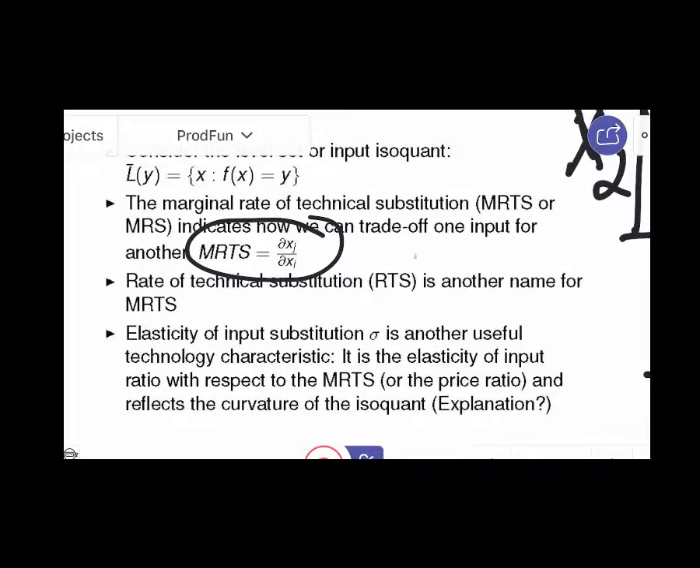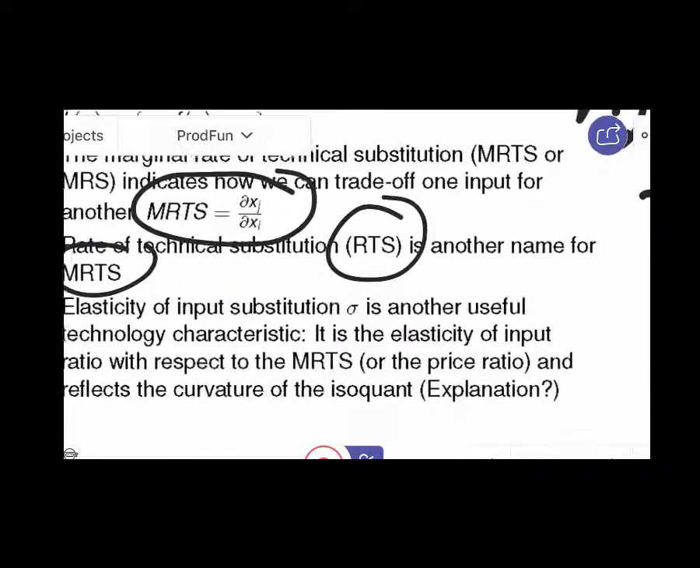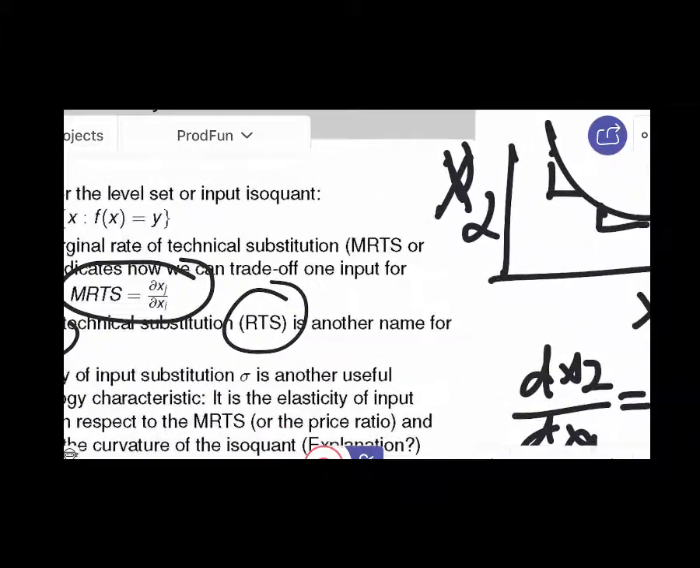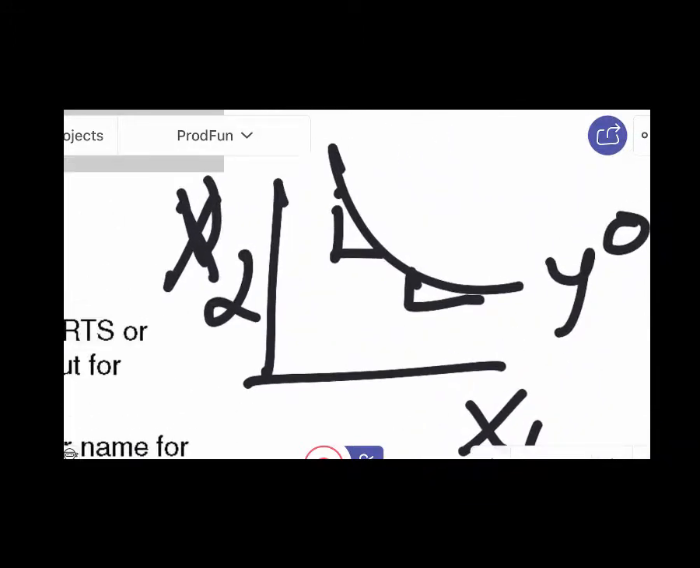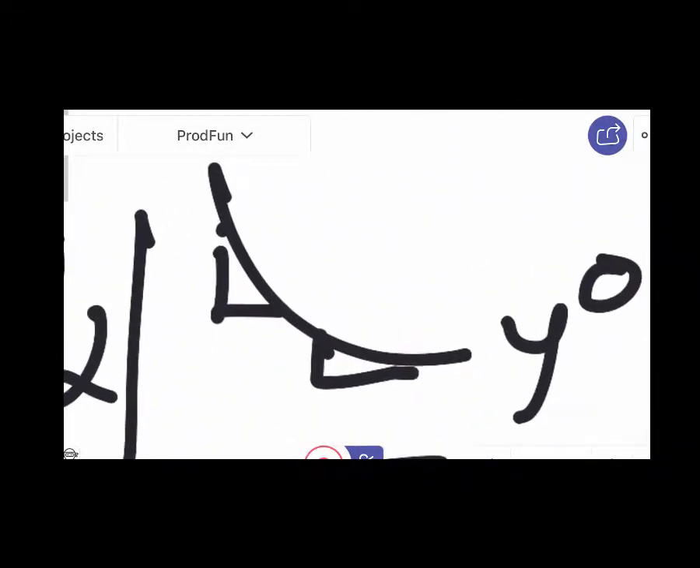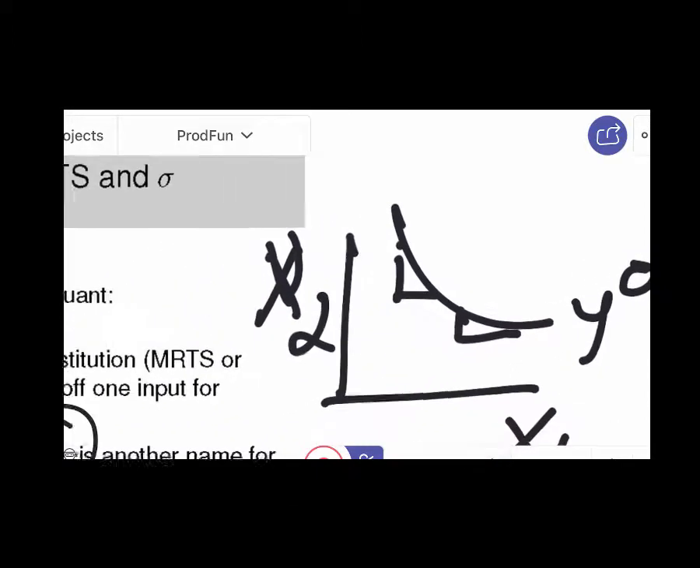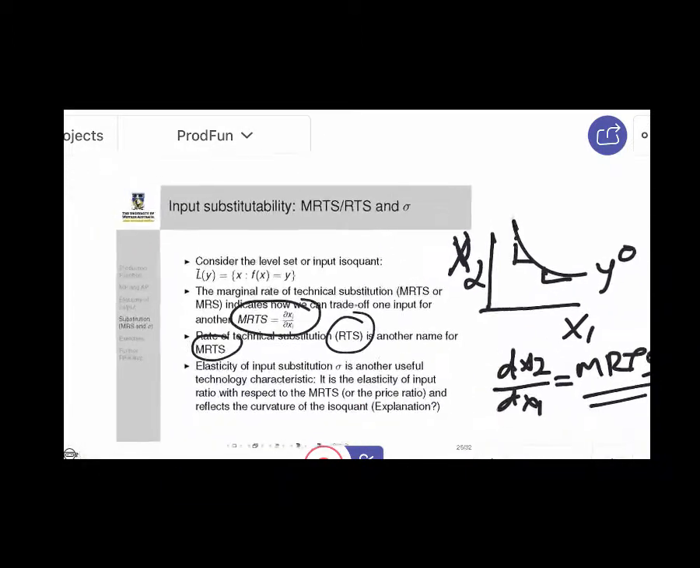It's also known as rate of technical substitution, marginal rate of technical substitution. They are the same name, same thing. So this is an interesting measure because it's based on the slope of the isoquant, and if the slope of the isoquant is flat or steep, it's telling you how easy or not easy it is to substitute one input for another.